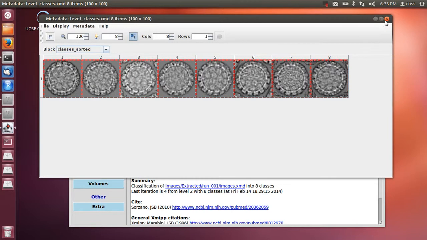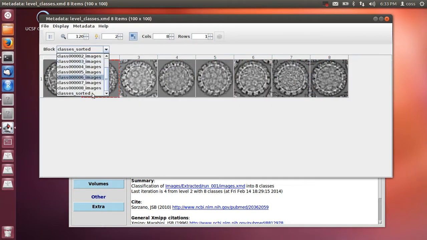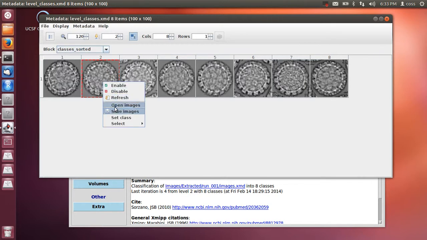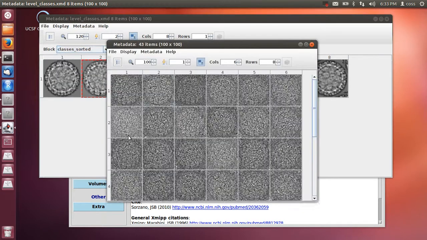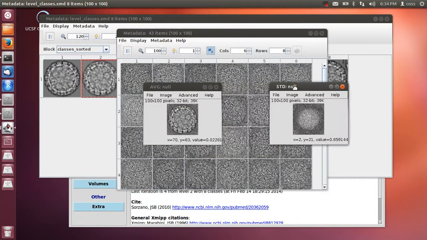Okay, so what are the possibilities that we have here? Let's say that I want to see the images assigned to this class. So you have one possibility. You right click on the class, open images. So now you have all the 43 images assigned to that class. If you compute, for instance, the average and the standard deviation, you will have the same average, and the standard deviation is just the standard deviation of all those images.